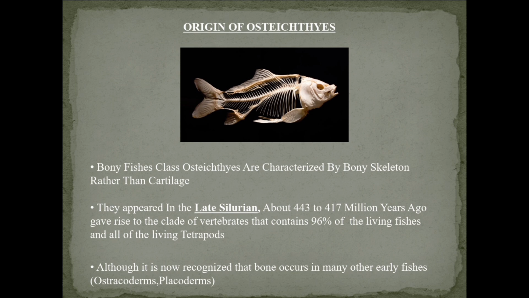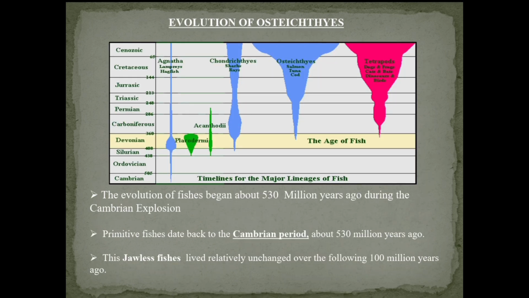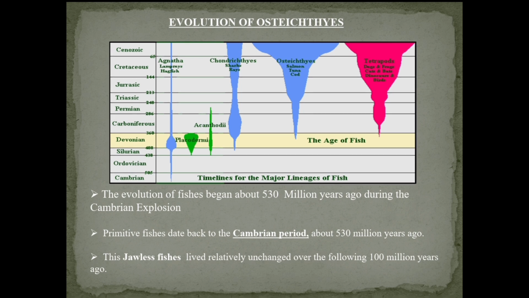Next we shall move on to the evolution of osteoichthyes. Before going to the evolution, just see the chart here. There are three main important eras. The first one is the Paleozoic era, the second one is the Mesozoic era, and the third one is the Cenozoic era. In the Paleozoic era, ancient life started.